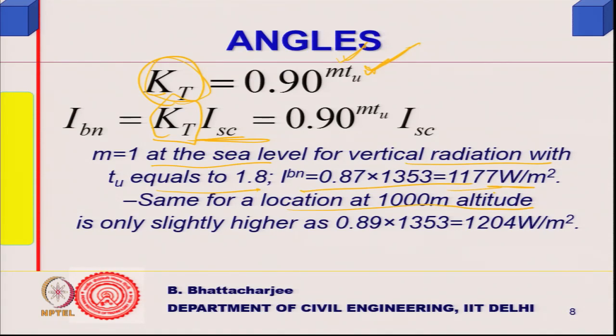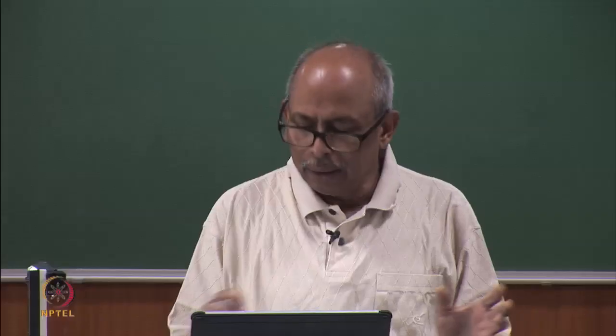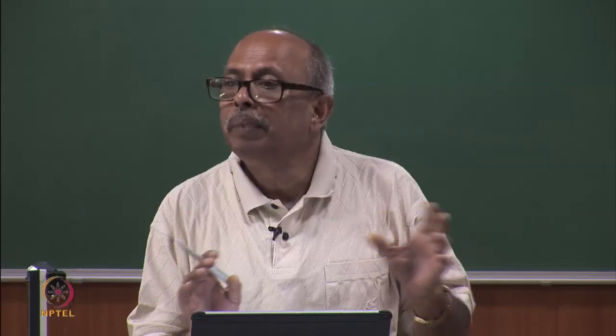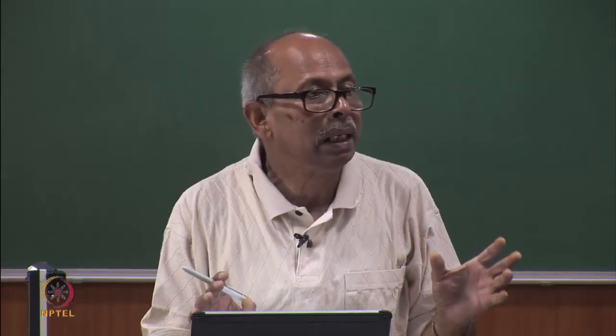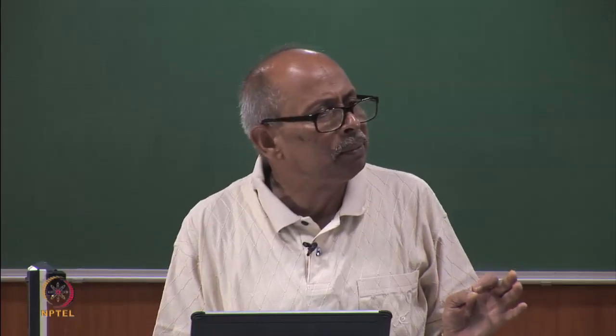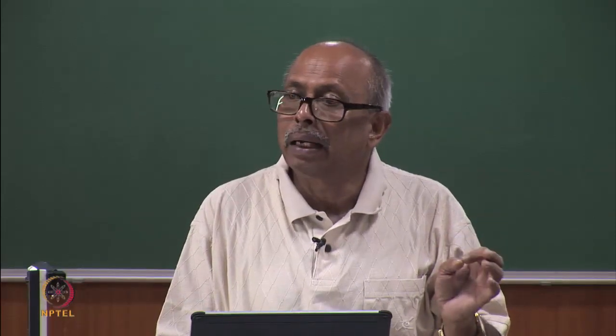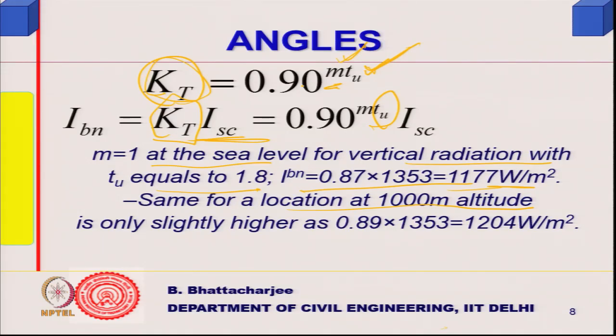The same for a location at 1000 meter altitude, this m value would change; m depends upon the altitude of the location, and the formula also depends upon turbidity. So, if you know the solar constant, this is an empirical formula: 0.9 to the power of m, which is a function of the altitude, times Tu, a function of atmospheric pollution or turbidity there. The tabular values are given. For an industrial situation, this value is higher. What it means is 0.9 raised to the power of some value.